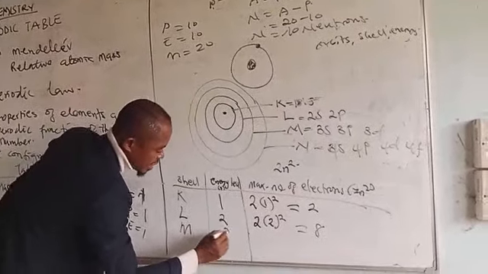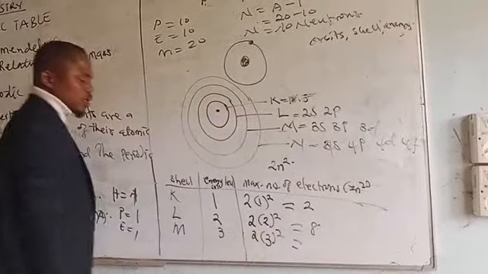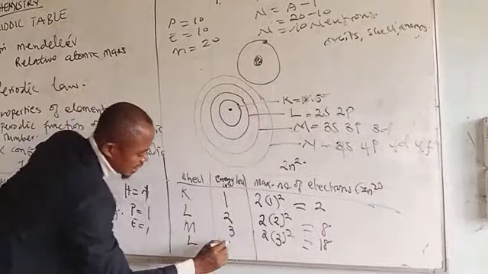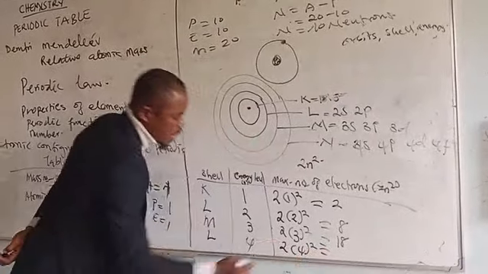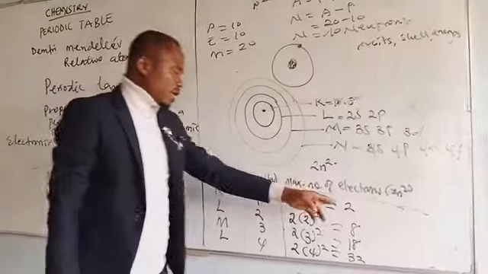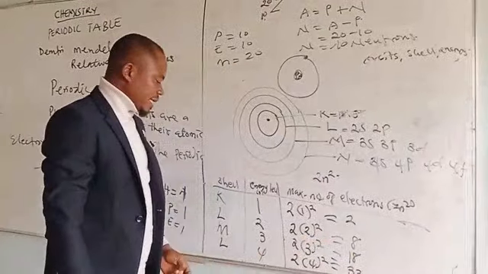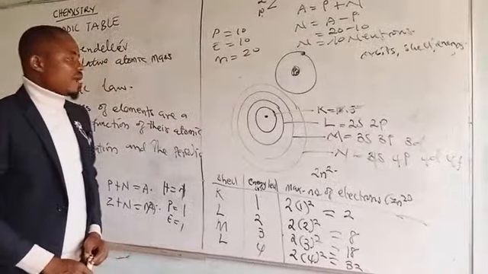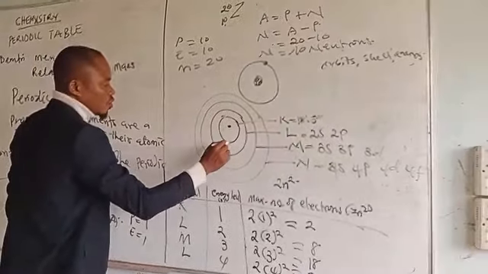M shell, energy level 3, is going to be 2 times 3 squared. 3 squared is what? 9. 9 times 2, 18. N shell, energy level 4, it's going to be 2 times 4 squared. 4 squared is 16, times 2, that will be 32. So the K shell can take a maximum of 2 electrons. L shell, maximum of 8 electrons. M shell, maximum of 18 electrons. N shell, maximum of what? 32 electrons.